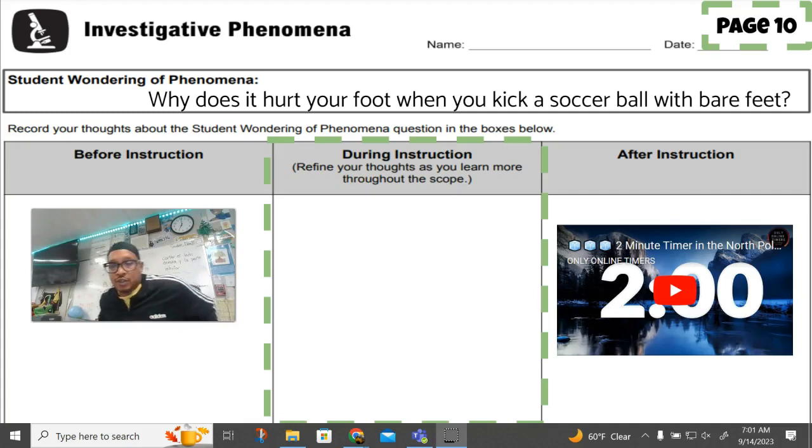Now, I do want to preface this because some people, I don't think they watched the video, or maybe they didn't follow the instructions. If you are at home and on page 10, all you have is a blank page, then draw this whole thing in and make sure you have that question. You can just draw all these boxes. In class, we had a copy of this and we printed it out. You would have to go way back in the agenda slides somewhere. I am not sure where it's at, but again, all you have to do is draw this in on page number 10 and then answer that question. Why does it hurt your foot when you kick a soccer ball with your bare feet?